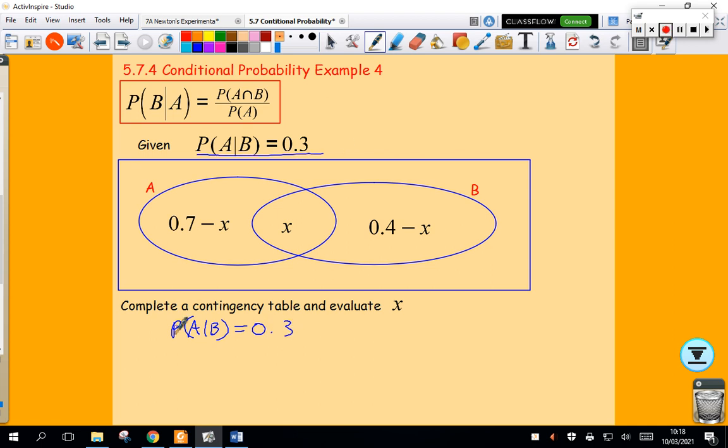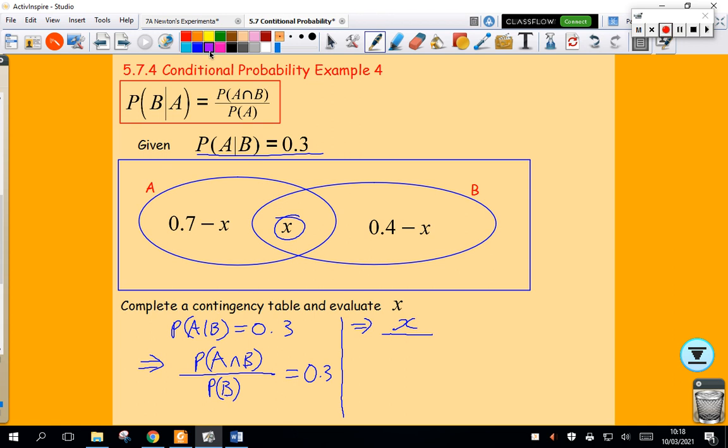And we have a formula for the probability of A given B. So let's put that in. We know that the probability of A given B is always the probability of the intersection of A and B divided by the probability of B. And we know that's equal to 0.3. So, substituting in what we know, in this example the probability of the intersection is X. That's given. Divided by the probability of B.